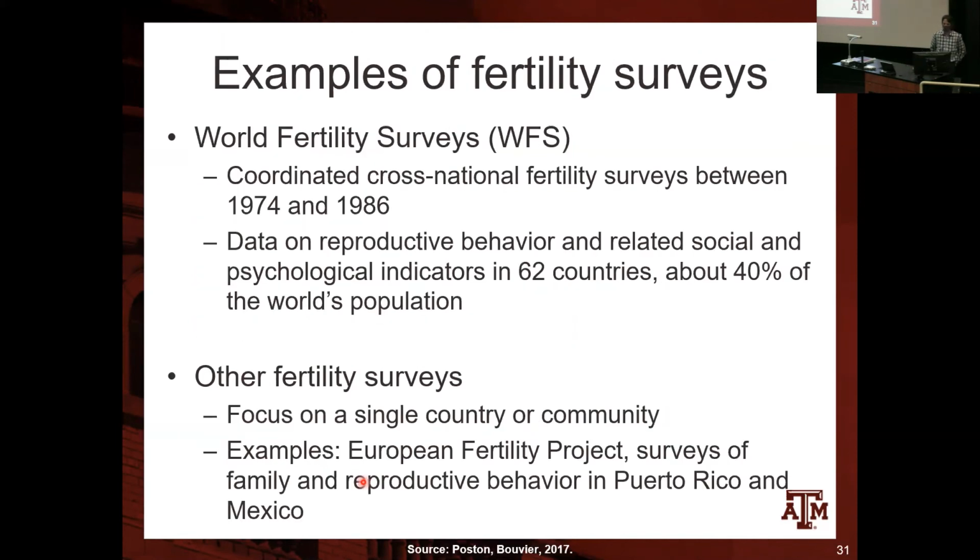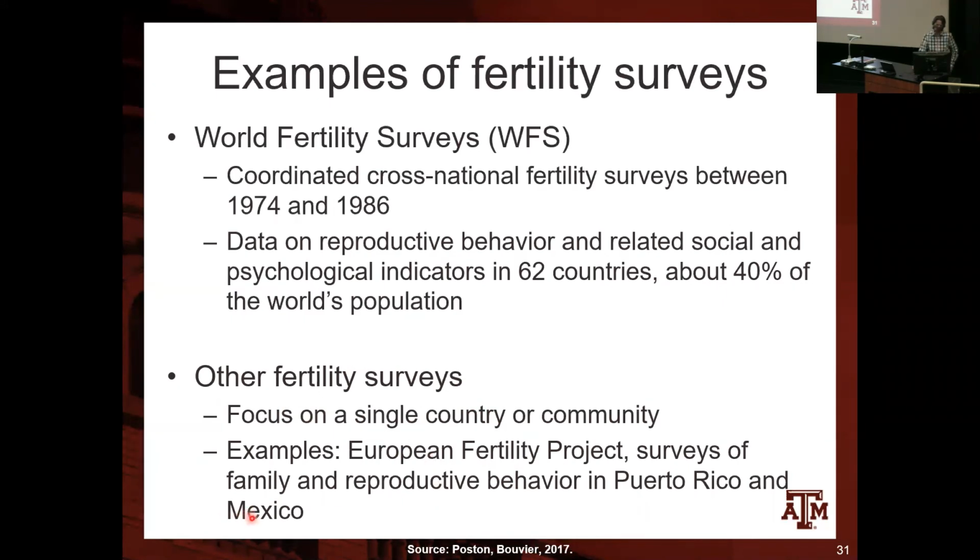Some other famous surveys: the World Fertility Survey was coordinated between 1974 and 1986. It collected data on reproductive behavior and related social and psychological indicators in 62 countries, and these 62 countries represented around 40% of the world population. Fertility surveys can also focus on a single country or community. The European Fertility Project collects data for European countries, and there are several family and reproductive behavioral surveys collected in other countries, like Puerto Rico and Mexico.